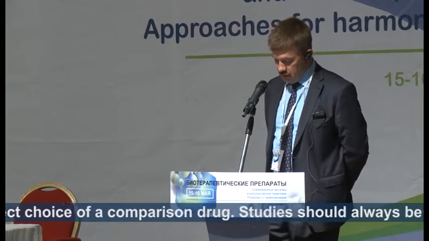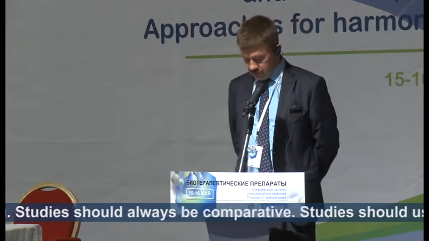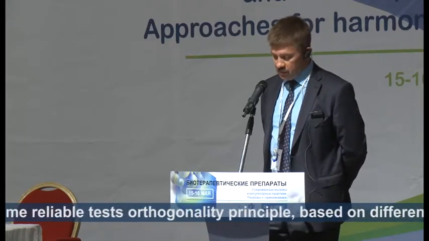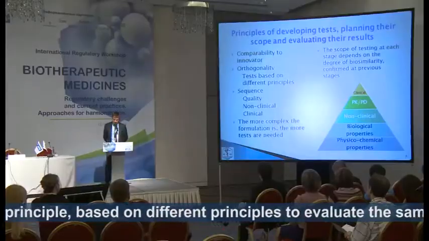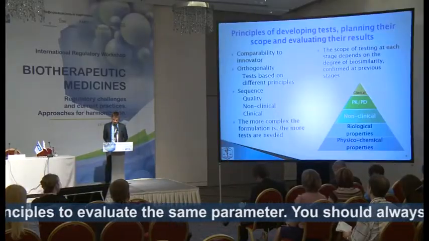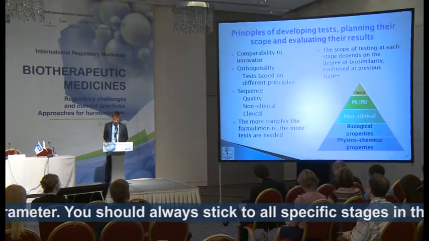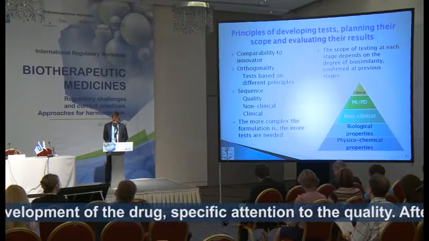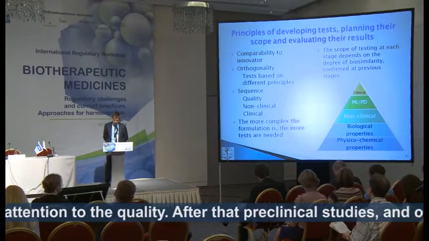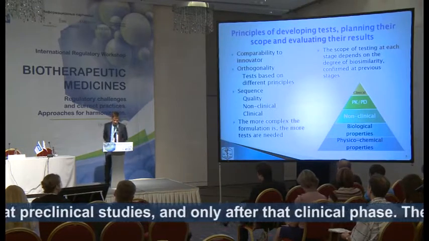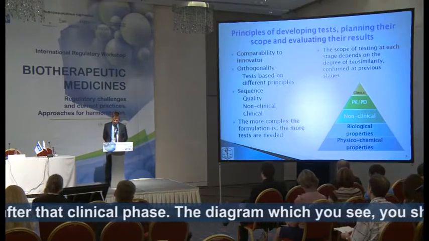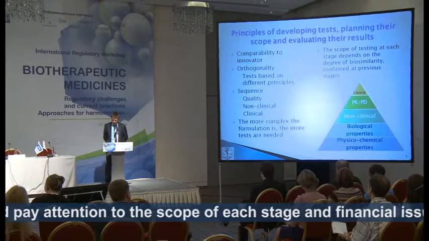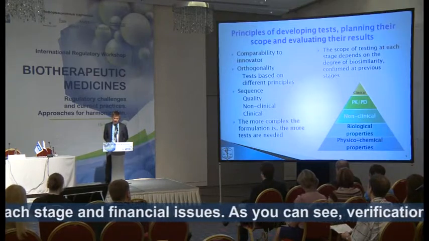Let's speak a little bit about the development and planning of the scope of studies and expertise of the results of those studies. Specific attention during the planning stage should be given to the correct choice of a comparison drug. Studies should always be comparative. Studies should use reliable tests, based on the orthogonality principle, using different principles to evaluate the same parameter. You should always keep to all specific stages in the development of the drug, with specific attention to quality. After that come preclinical studies, and only after that, the clinical phase.